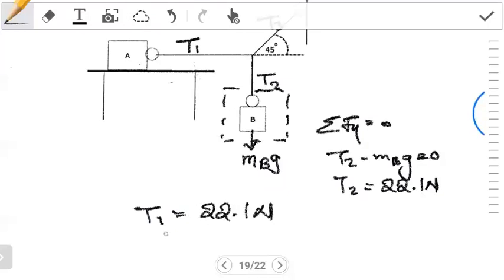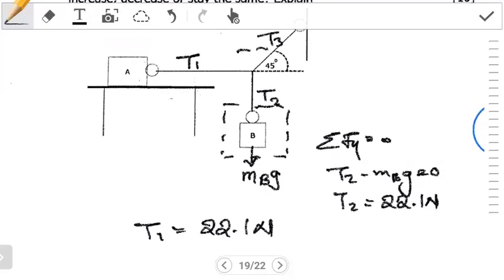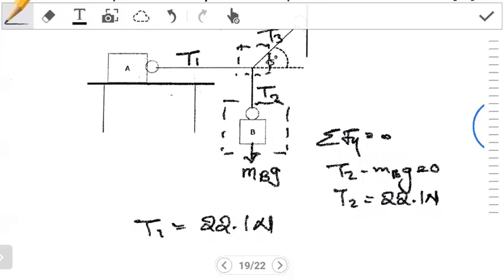If you want to see how T1 gets to be 22.1 newtons, the mathematics on how we use this to come to this junction and to work out what is happening here was all done in the previous video. So again, I'll leave a link in the description so that if you're not sure, or maybe you didn't see that video, you can easily find it. But T1 comes out as 22.1.